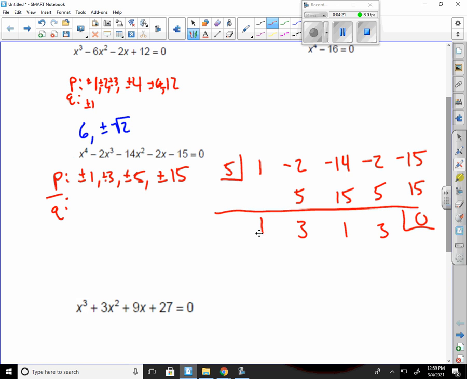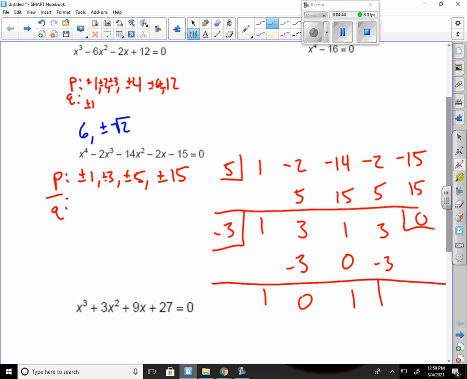There's still 4 terms here, so I have to divide again. Divide by the negative 3 that we found. Bring down this 1. Negative 3 times 1 is negative 3. 3 minus 3 is 0. Negative 3 times 0 is 0. 1. Negative 3 times 1 is negative 3. Gives me a remainder of 0.